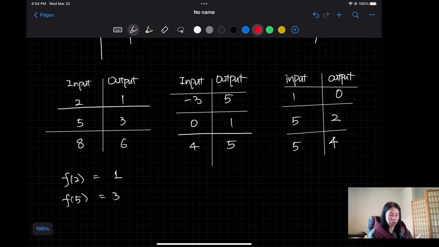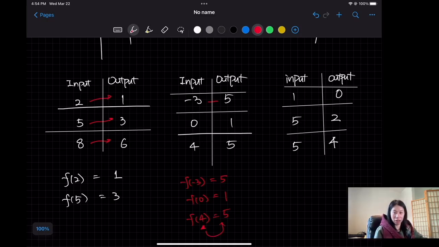Well, let's take a look. For the first table, one input determines one output. If you put in f of 8, you know it's equal to 2. Similarly, for this one, if you put in f of -3, it's equal to 5. F of 0 equals 1. F of 4 also equals 5, which is okay, right? Because each input determines one output.